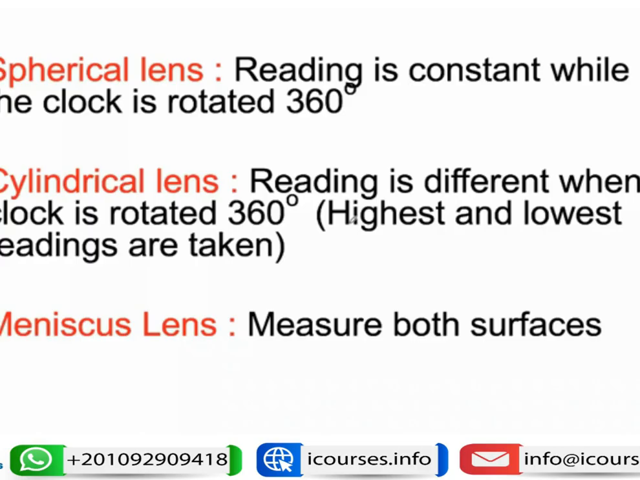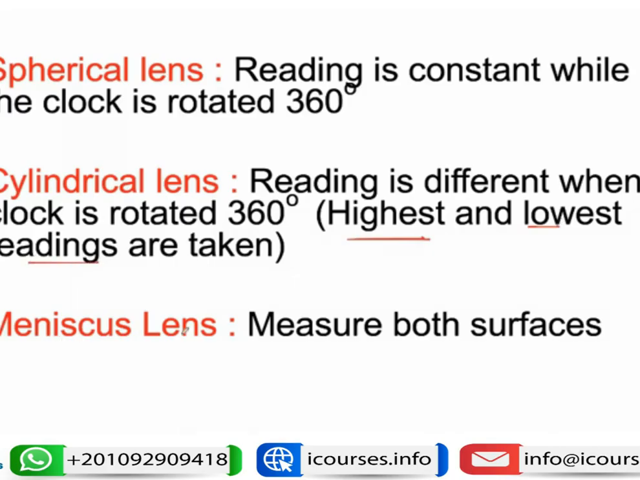We can also know if the lens is spherical, cylindrical or meniscus by the Geneva lens clock. So how can we know that the lens is spherical? This can be done by rotating the lens 360 degrees. You will find out that the power is fixed, or constant, at all meridians. However, in case of a cylindrical lens, there will be two main powers that are perpendicular to each other. There will be a highest power and a lowest power.